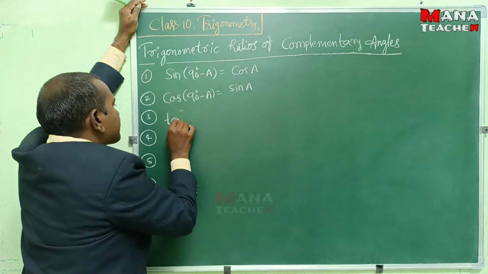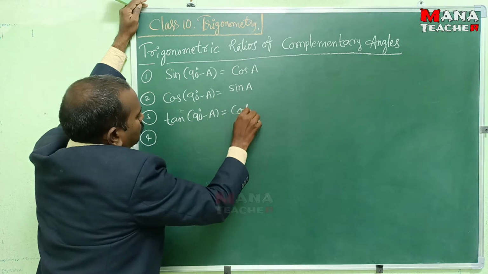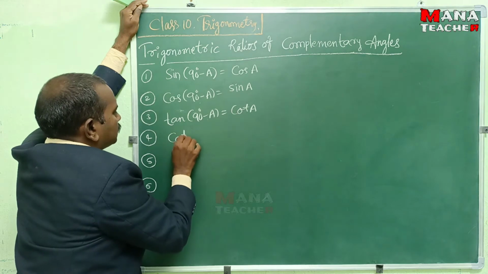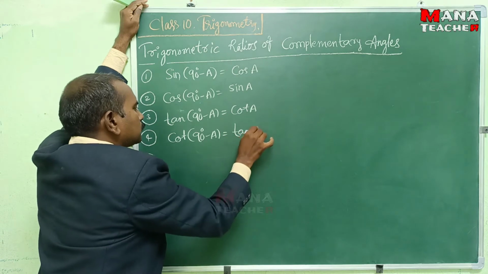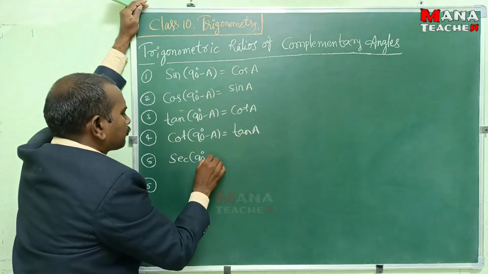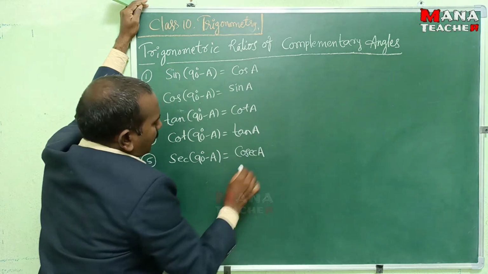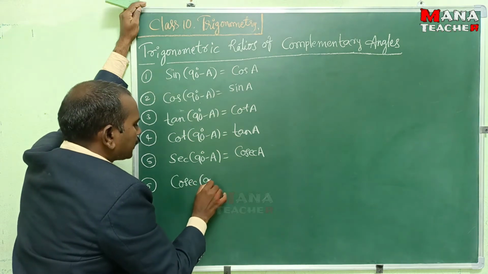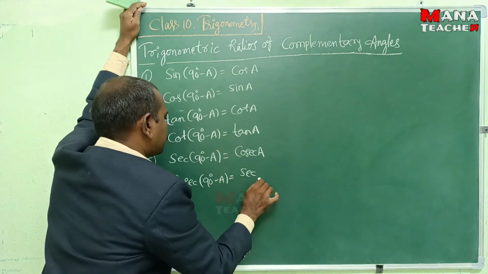Tan(90 degrees minus A) equals cot A. Now cot(90 degrees minus A) equals tan A. Sec(90 degrees minus A) equals cosec A. Now cosec(90 degrees minus A) equals sec A.